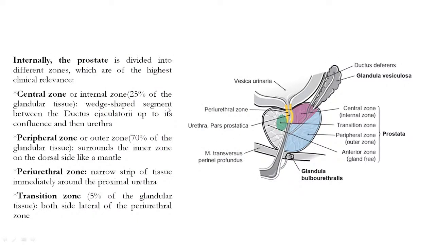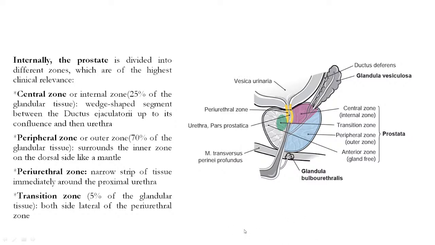Internally, the prostate is divided into different zones, which are of the highest clinical relevance. Central zone, the inner zone: a wedge-shaped segment between the ductus ejaculatorii up to their confluence and then the urethra. Peripheral zone: surrounds the inner zone on the dorsal side like a mantle. Periurethral zone: a narrow strip of tissue immediately around the proximal urethra.